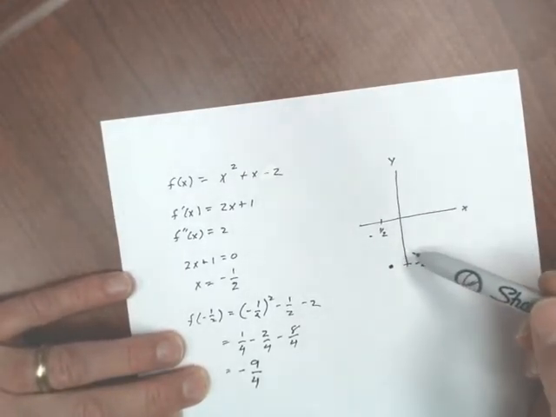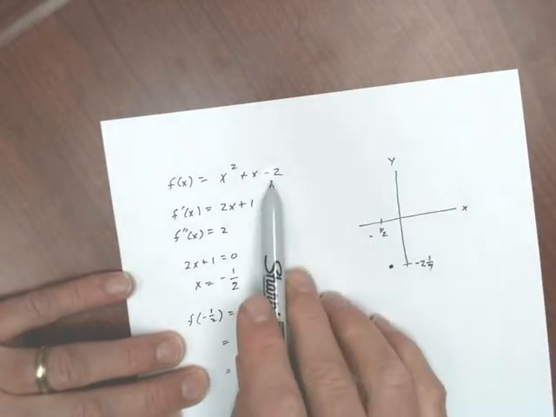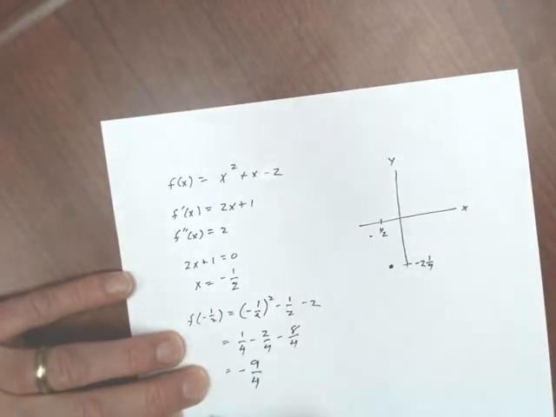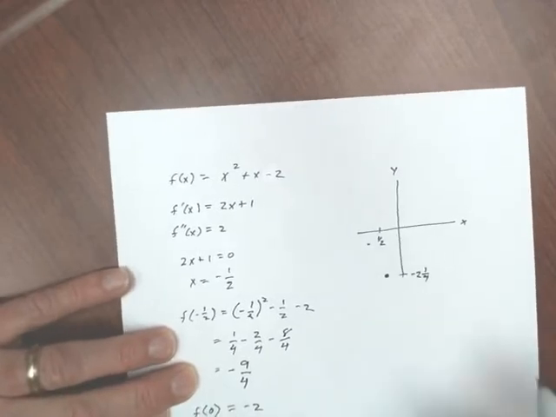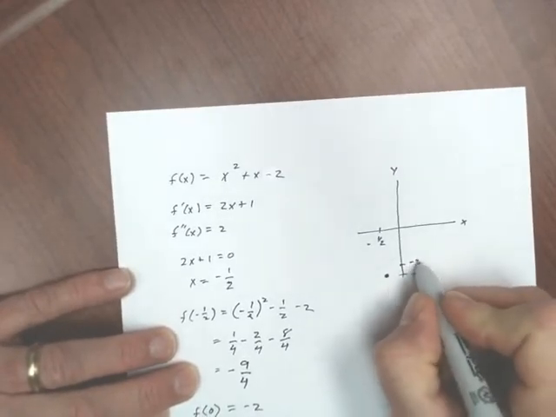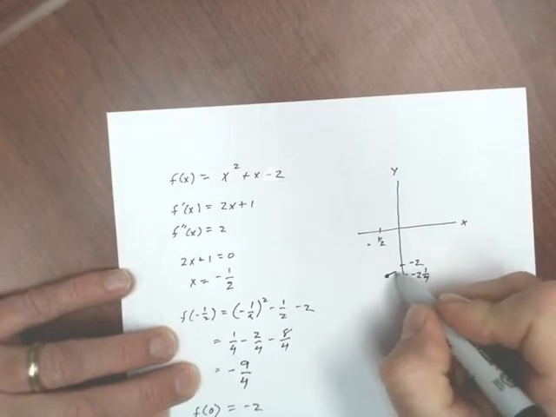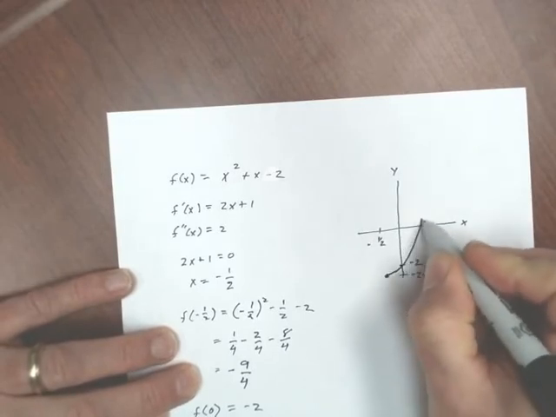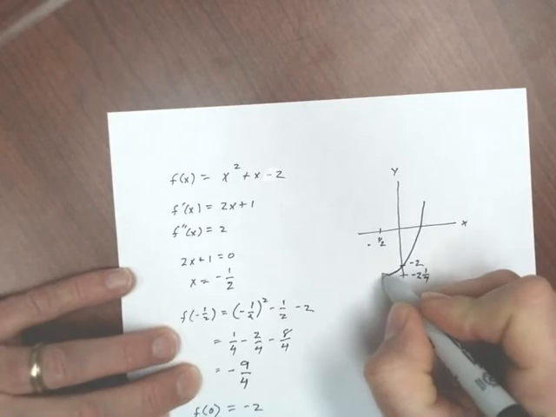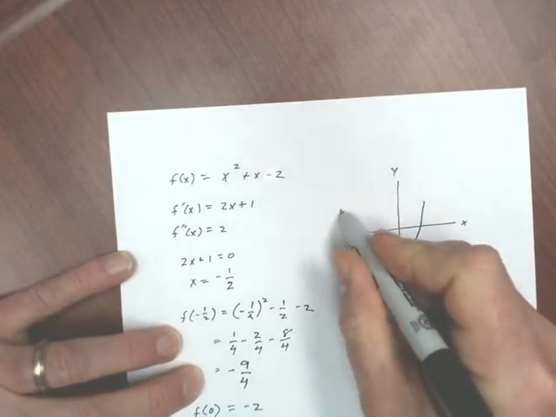Do we have a y-intercept? Of course we do, and that is at -2, because we can find that by finding f of 0. Okay, so at -2, that's going to be our y-intercept, and so our function is going to come up like this.